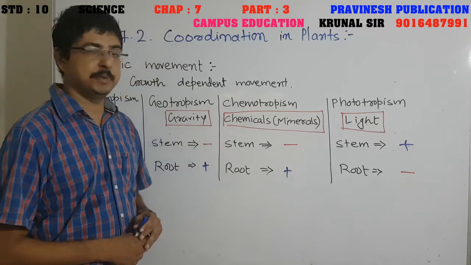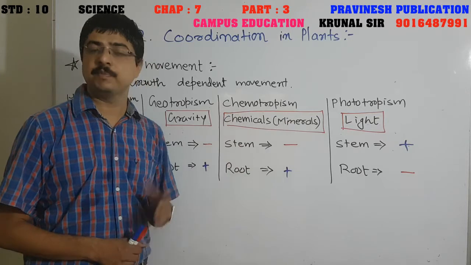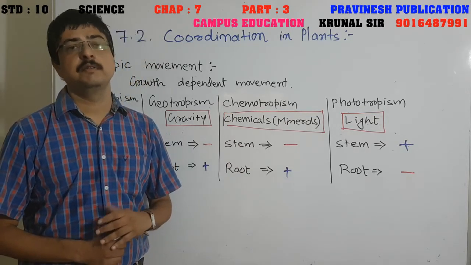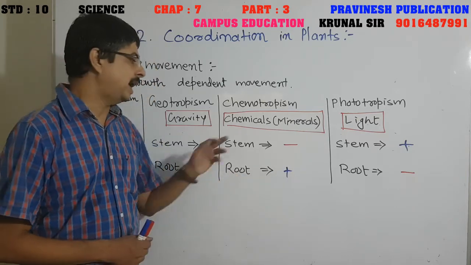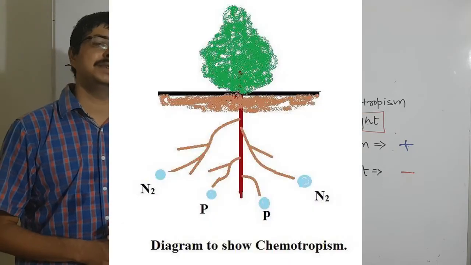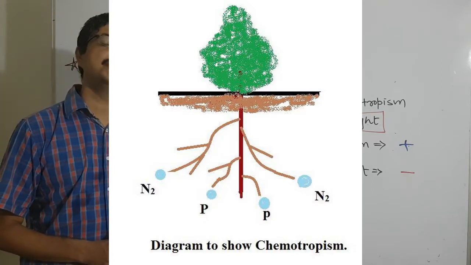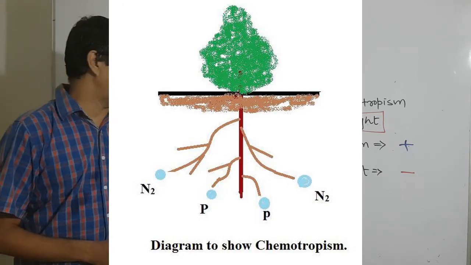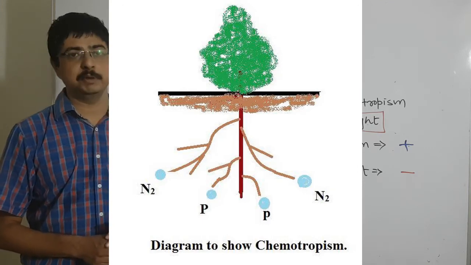Next one is chemotropism. Plants will move in search of chemicals, that is minerals. We know that friends, plant roots absorb minerals from the earth. So the root will show positive chemotropism and the stem will show negative chemotropism. That you can see in the diagram. Roots will go in search of minerals, that means roots will move towards the minerals, so that shows positive chemotropism, and the stem will go away from the minerals, so that is negative chemotropism.